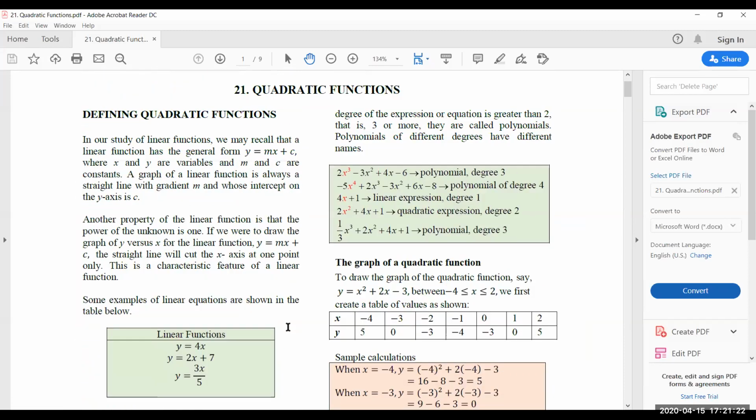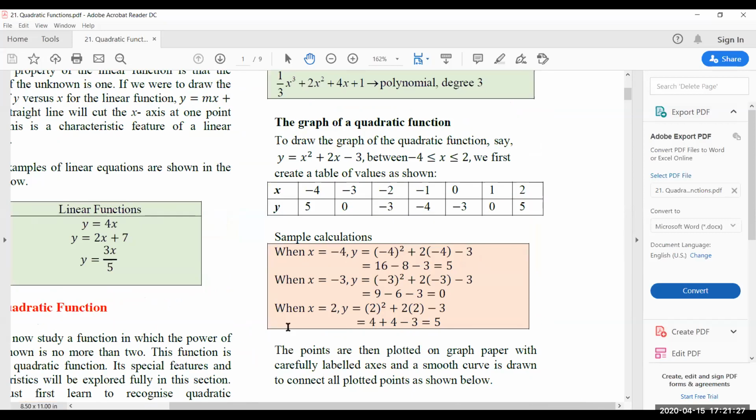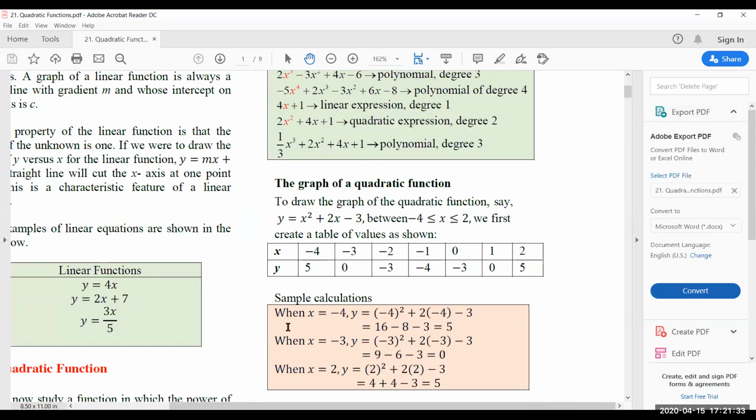So let's get into the important stuff, the things that will help you in the exam. The graph of a quadratic function. So what you have here, let me just let you all write it down for a while. Just write down this part I'm going to highlight here. So y is equal to x squared plus 2x minus 3, and it lies between negative 4 and positive 2.